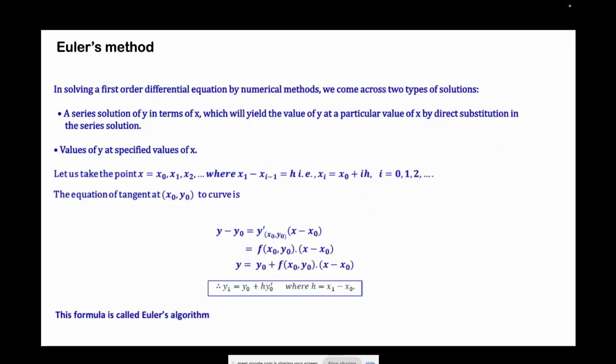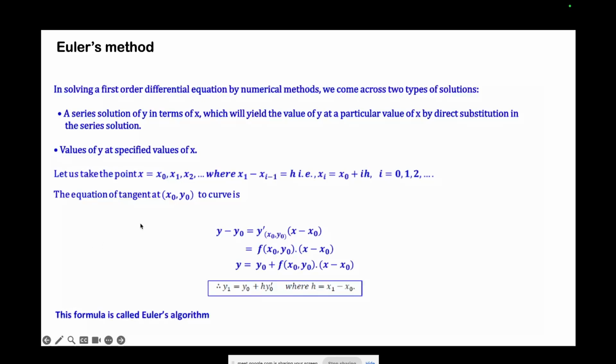Right? Okay, so the first one is the Euler method. It's actually quite simple. In solving a first order ODE by numerical methods, you can come across two types of solutions. First is series solutions of y in terms of x, which will yield the value of y at a particular value of x by direct substitution in the series solution, and the values of y specified at the values of x.